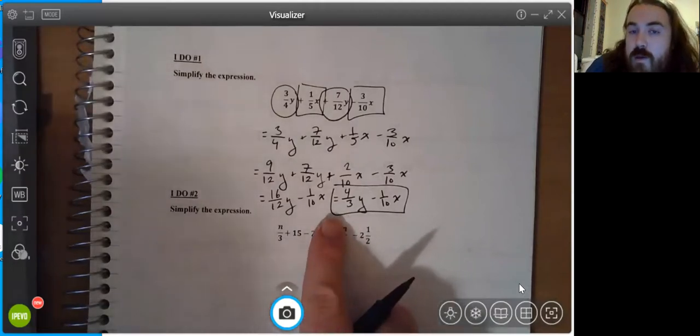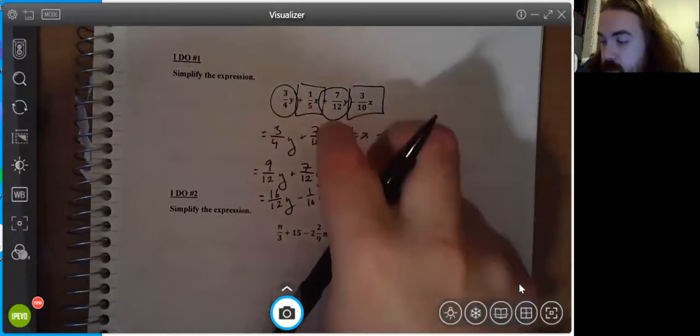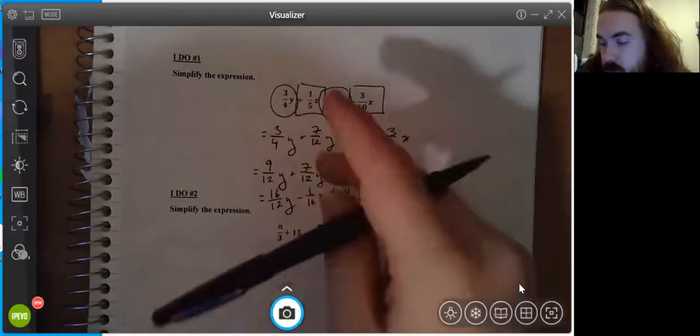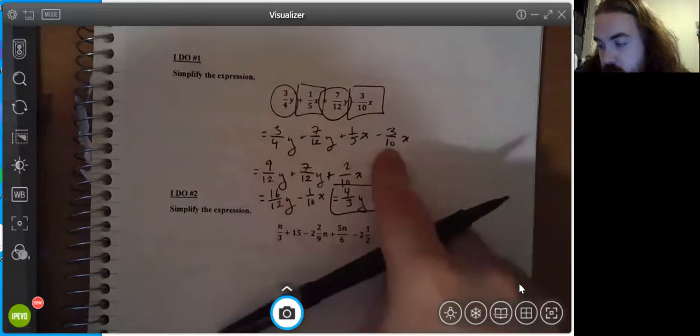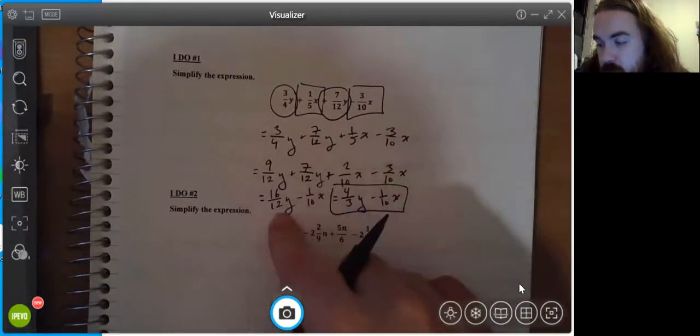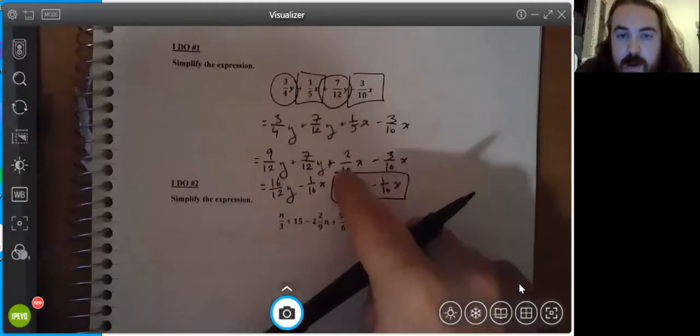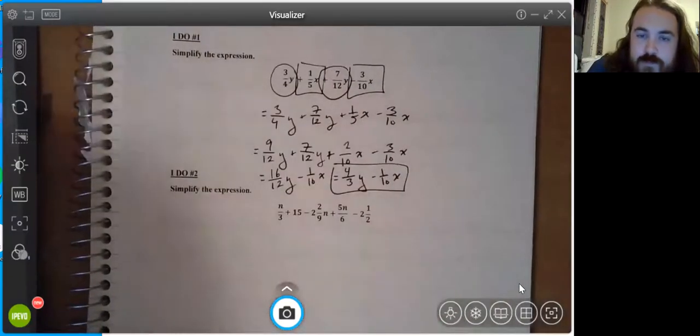Right, again, the process that we followed was we first of all identified like terms. Then using the commutative property, we rearranged them so like terms were next to each other. Then we found the common denominator. Then we either added or subtracted. Then we simplified if we had to. We did have to here. All right, going on to item number 2.